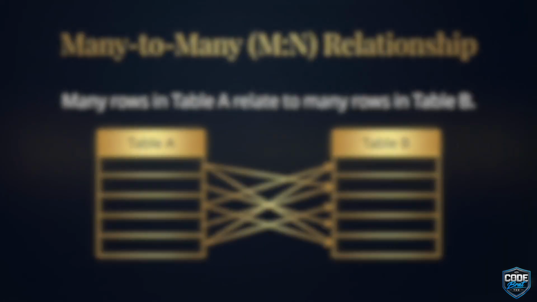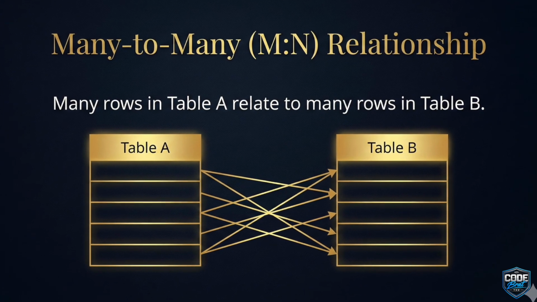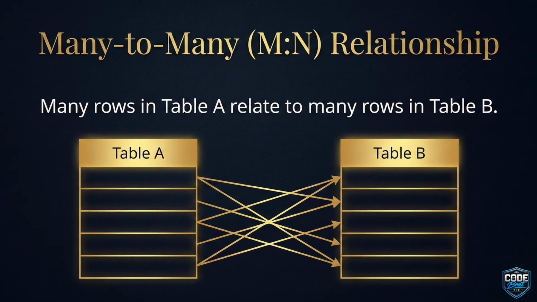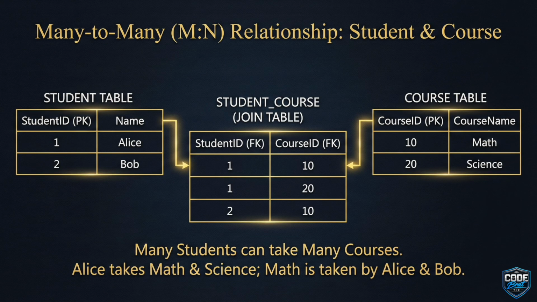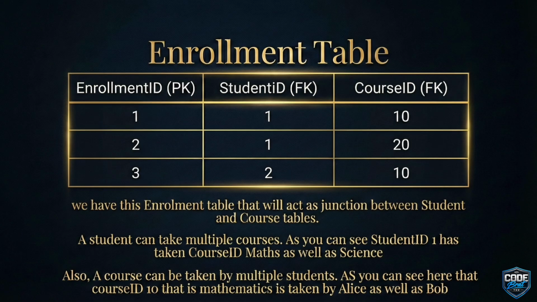Fourth type of relationship is many to many. It means many rows in table A relate to many rows in table B. Suppose we have a student table and a course table. There is no direct link between these two tables right now, so we cannot connect them directly. So what we can do is create a junction or bridge table between these two tables. Now we have this enrollment table that will act as a junction between student and course table.